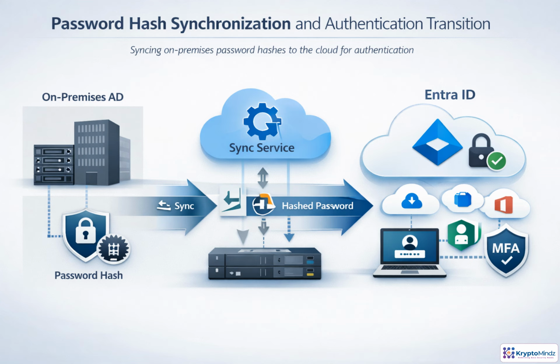Password hash synchronization lets Entra ID authenticate synced users without sending every sign-in back to your domain controllers. When a user changes a password in Active Directory, AD stores its password hash. The sync service processes that hash and sends a derived synchronized hash to Entra ID. Plain text passwords are never copied to the cloud. After the transition, users can sign into Microsoft 365 and other cloud apps directly through Entra ID, while MFA and conditional access still apply. Test with real synced accounts before broad rollout.